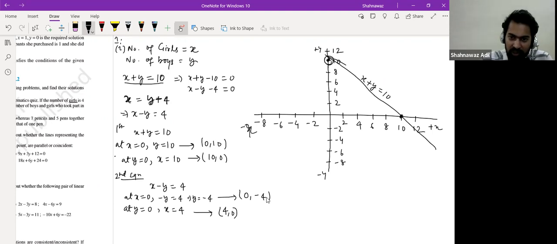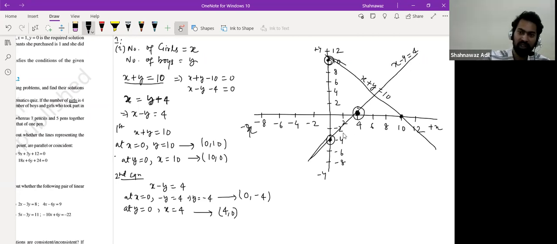And the other point is 0, minus 4. So where is 0, minus 4? At the y-axis. So this is 0, minus 4, right? Yes, sir. And 4, 0 is here, right? Yes, sir. So this is the line, and we have cheated by checking this point. So you already knew the answer, right? By the cheating method, we already knew that this will be intersecting. And by graph, it is also showing that it is an intersecting line, right? Yes, sir. So this line is x minus y equals 4. So this is the solution, right?